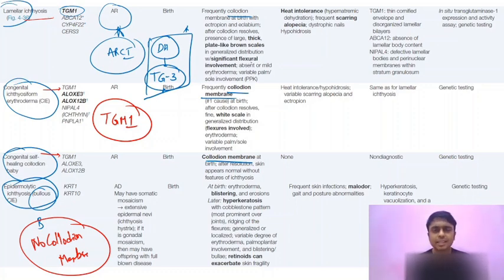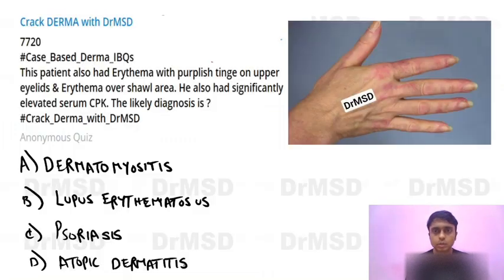Okay, and there are certain common features between lamellar ichthyosis and congenital ichthyosiform erythroderma, which I want you to focus on because they are given in bold here. They are important. That is, heat intolerance will be present, and associated scarring alopecia can be seen in both of them. This can also be given in the question body as a clue. That's it, friends. You need to know this much about this particular condition.